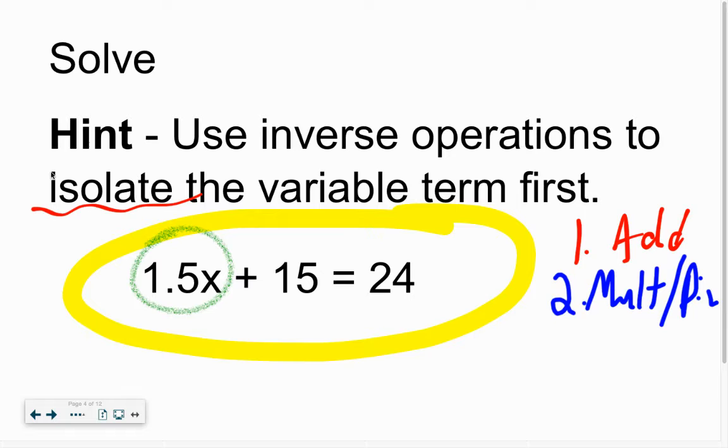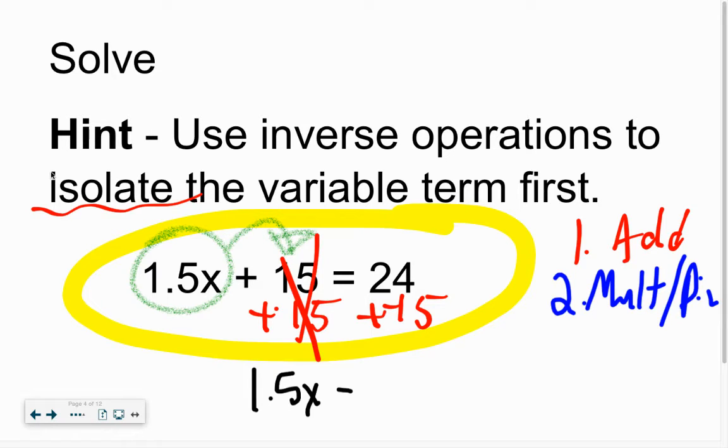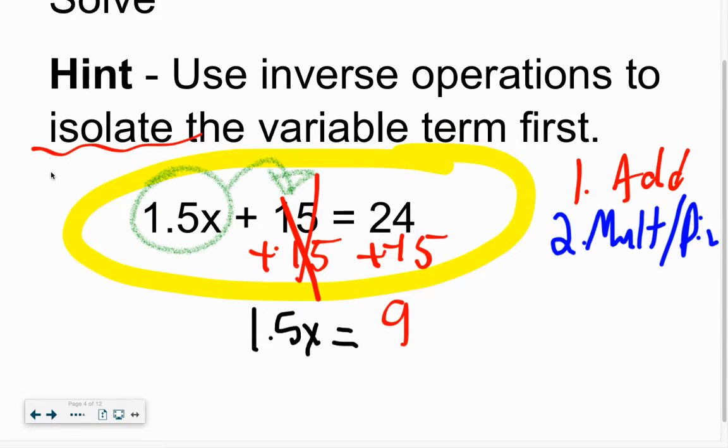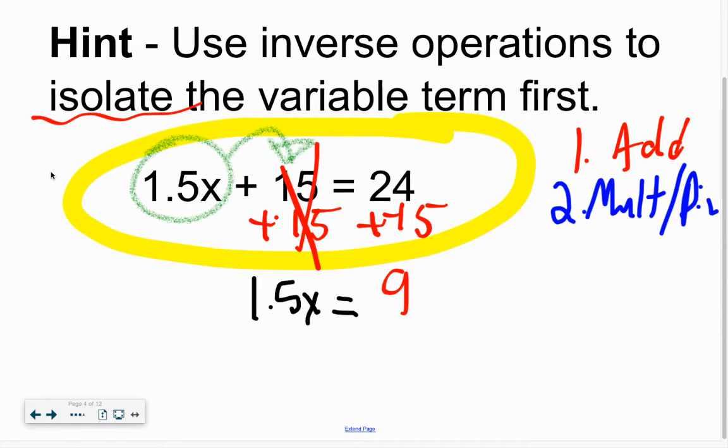We want to isolate the 1.5x. So we're going to get rid of this first, adding a negative 15 to both sides. Why? Because the 15s cancel. You are left with 1.5x equals positive 9, mental math, calculator approved. Step 2, you multiply or divide. Since the 1.5 is touching or timesing the x, you will divide, which gives you x equals 6.